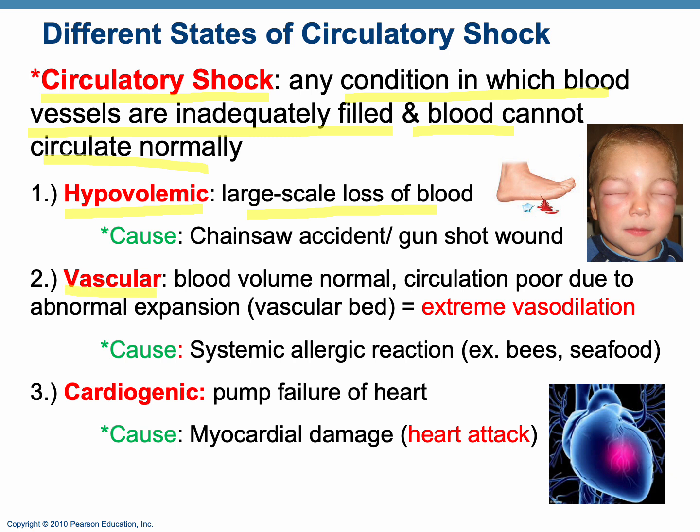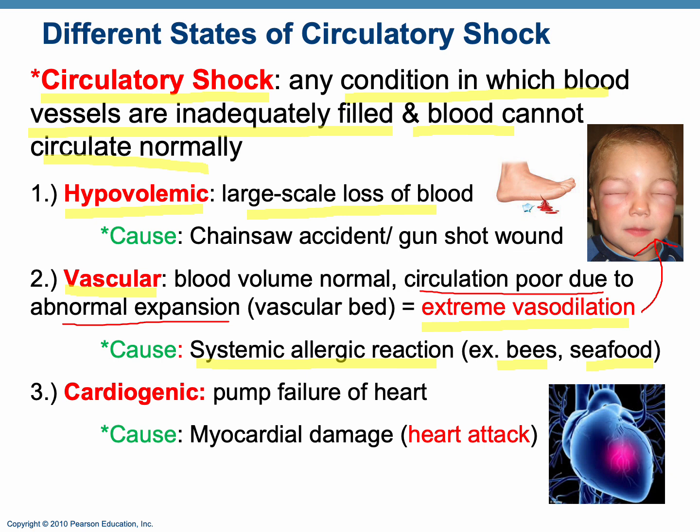Number two, vascular. This form of shock typically takes place when someone has a severe allergic reaction. Maybe they're allergic to food like seafood or peanuts, or maybe they're stung by multiple bees, and so they end up with extreme vasodilation. This picture here kind of shows that. We have extreme vasodilation to the face with this individual. So the circulation is poor due to abnormal expansion.